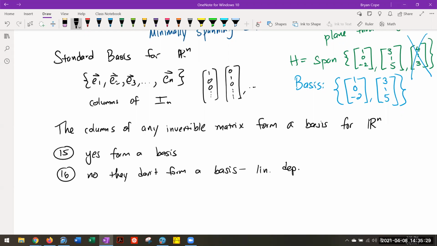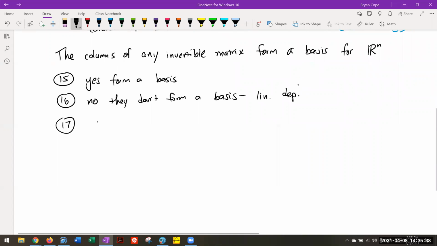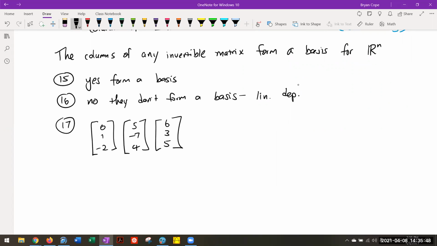Okay, I'm going to do one more and then I'll have you guys do the rest of the set for homework, Sunday night. So 17 says these three vectors: 0, 1, -2; 5, -7, 4; and 6, 3, 5. The question is, are those a basis for R3?